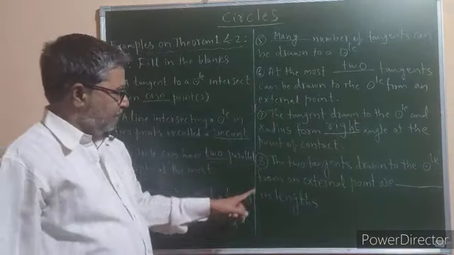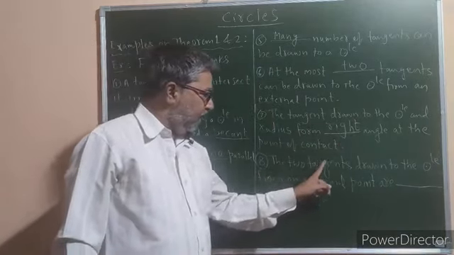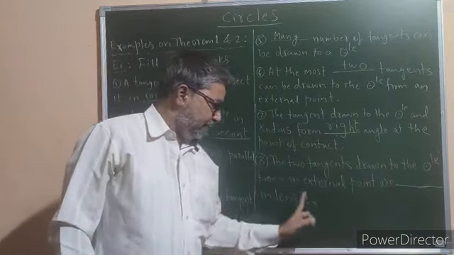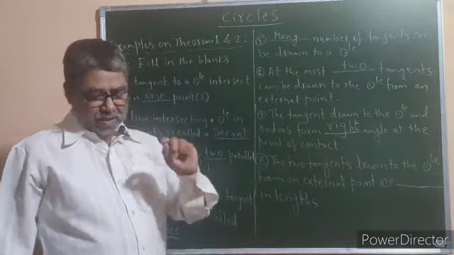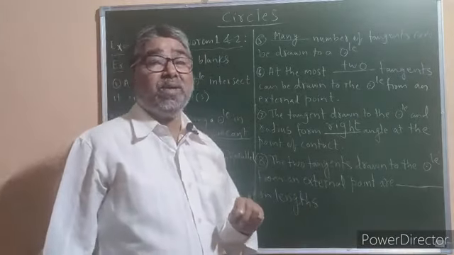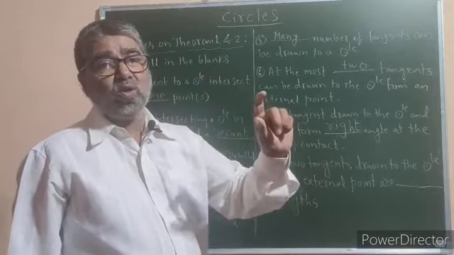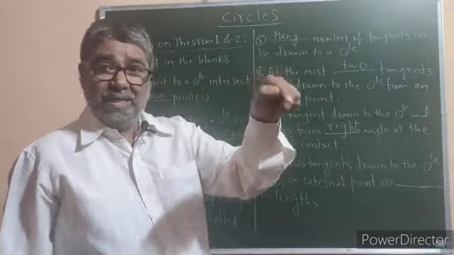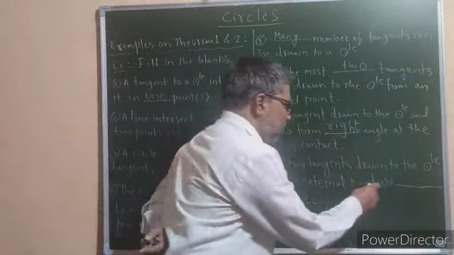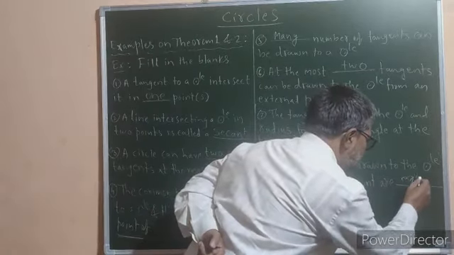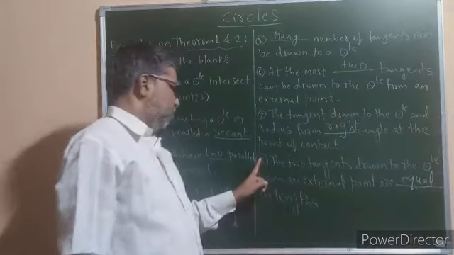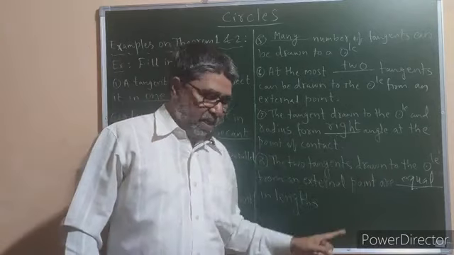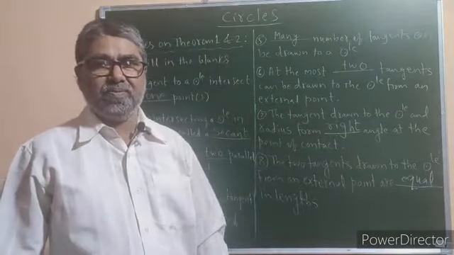Now the eighth one: the two tangents drawn to the circle from an external point are dash in lengths. This is the statement of the second theorem. The tangents drawn to the circle from an external point are equal in length. We have proved this. So here I have to write equal. The two tangents drawn to the circle from an external point are equal in lengths.